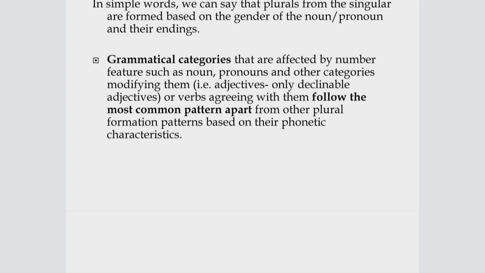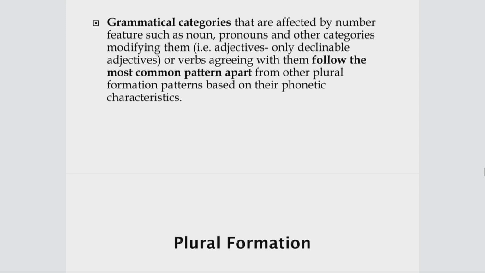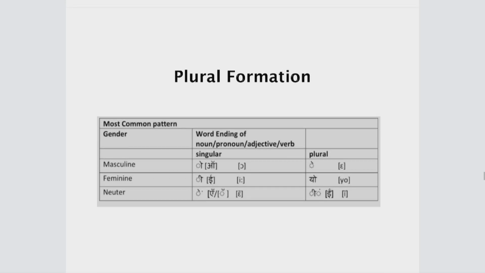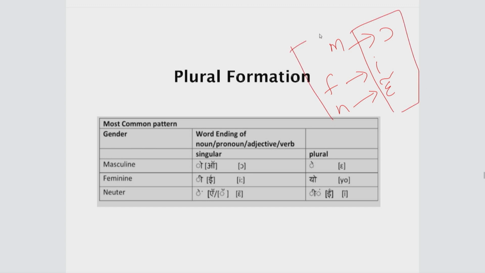This number feature influences nouns, pronouns and other categories such as adjectives. And the plural also reflects on the verb form. In the previous lecture, I had said that the common word ending for masculine nouns is O, for the feminine it is E, and for the neuter it is A. So looking at the endings and the gender, we can form the plurals.